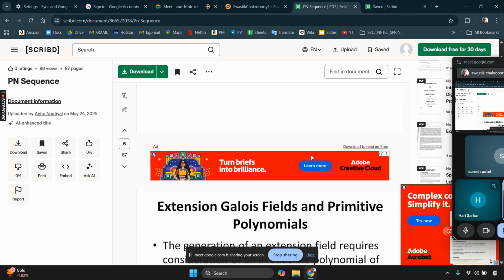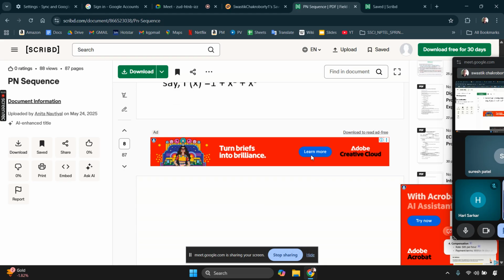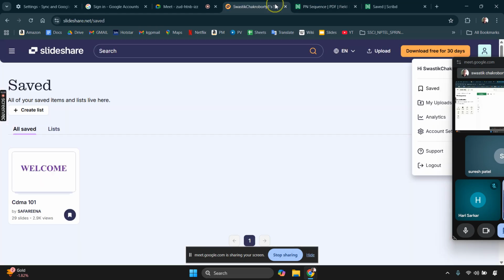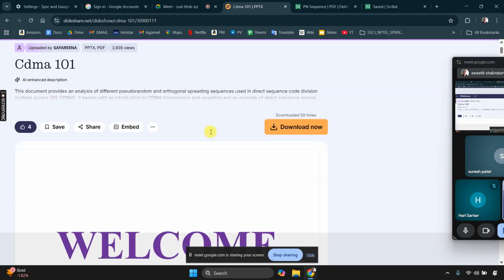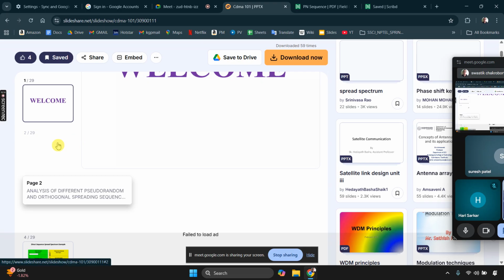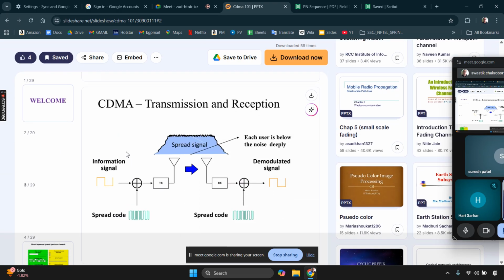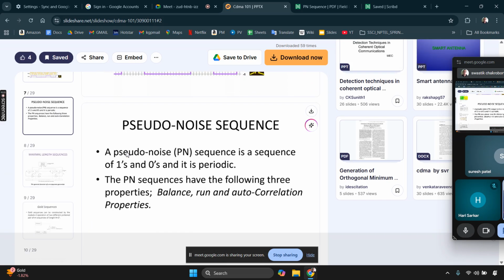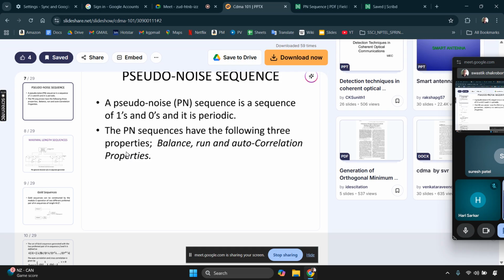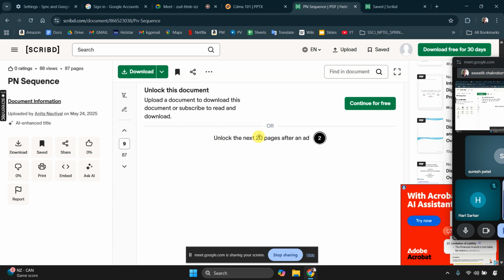We will now not go further into Galois field, and we will rather go into the code generation, PN sequence code generation. Galois field might be used later, so we will be keeping this in mind but not using it now.